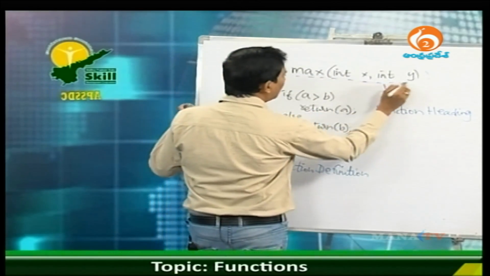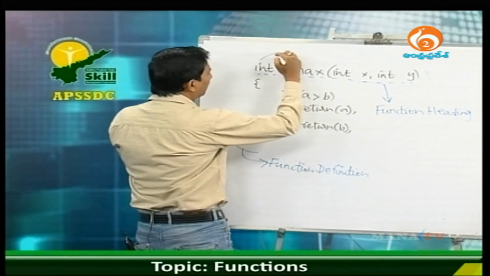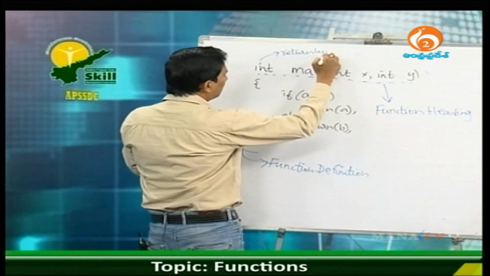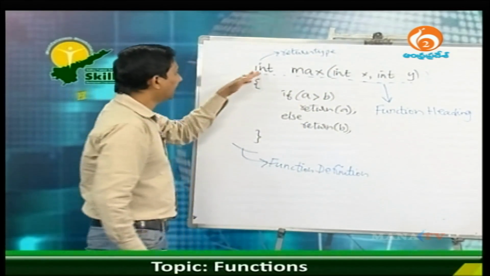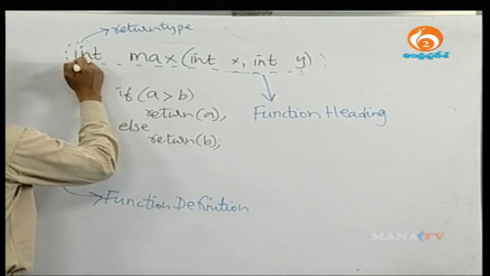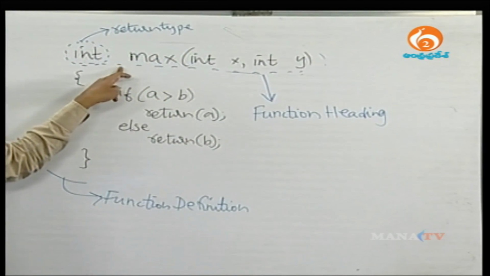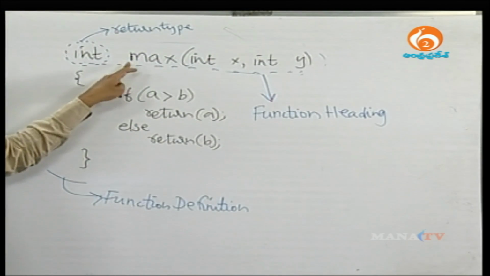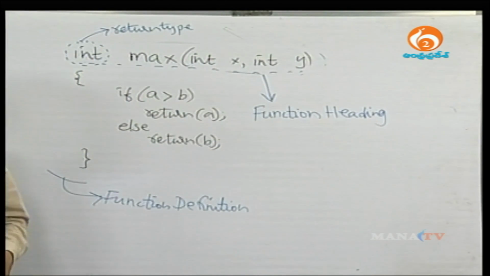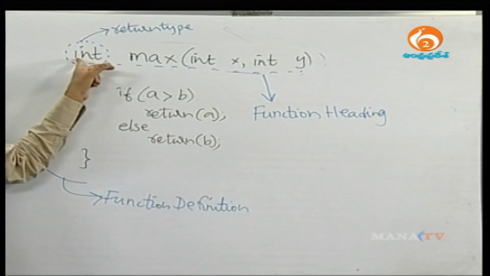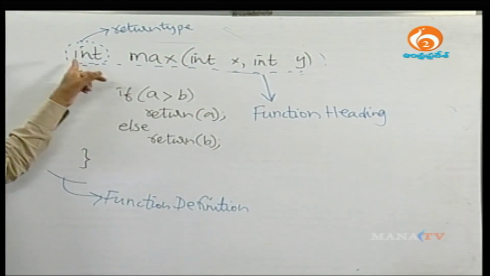This is the function heading and this is the return type. Now I am going to talk about return type. What is return type? The type of the value returned by the function is called a return type. Here I am returning an integer value, so the return type is integer. If I am returning a float value, the return type must be float.